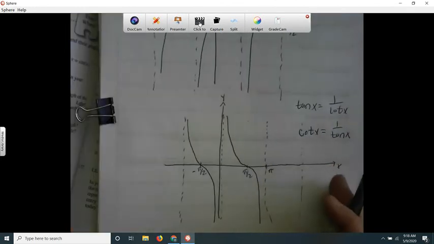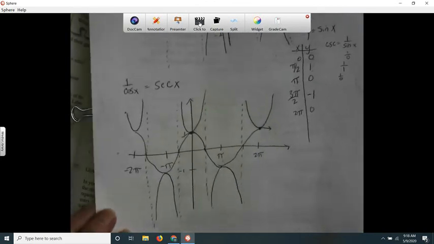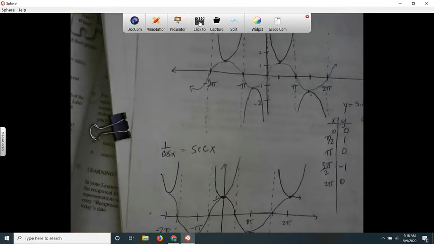Okay, and here's your graphs of cosecant and secant. I'm going to do a part 2 to show you how to do a little bit of algebra with this stuff.